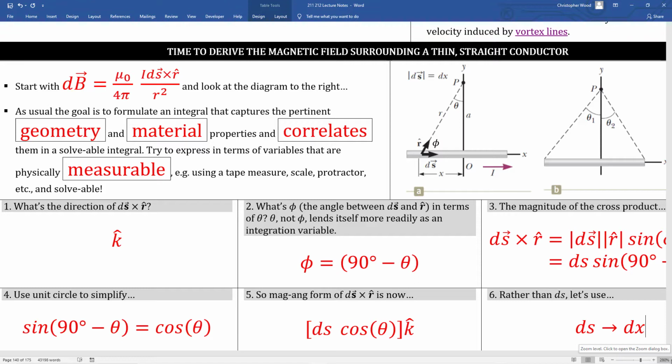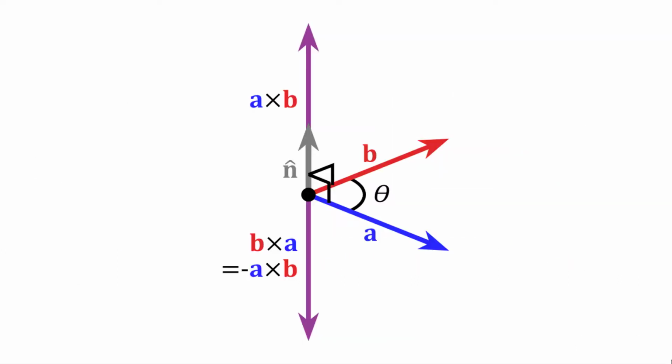Let me spend some time on box 1, which asks the question, what's the direction of the vector ds crossed with the r hat vector? The answer is k hat. By now, you really have to have a solid understanding of how to do cross products. You have to be able to see that if I do A cross B, I use the right-hand rule to curl vector A into vector B, producing this result.